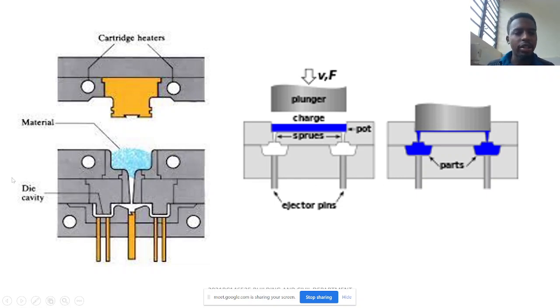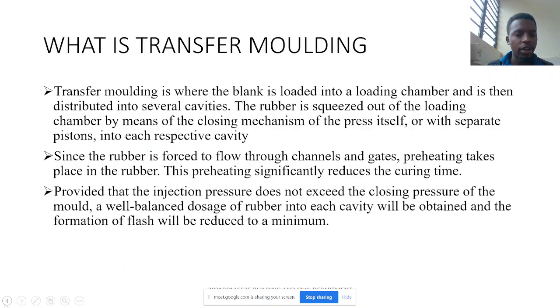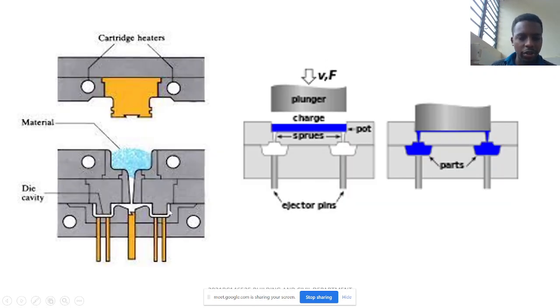So far, is there any question? I think you can go through the process. As you have said, the rubber is squeezed out of the loading chamber by means of the closing mechanism of the press itself, or with separate pistons into each respective cavity, as we have seen here. This cavity is over here, this over here, this over here. They may have different shapes, or they may have just the same shape.